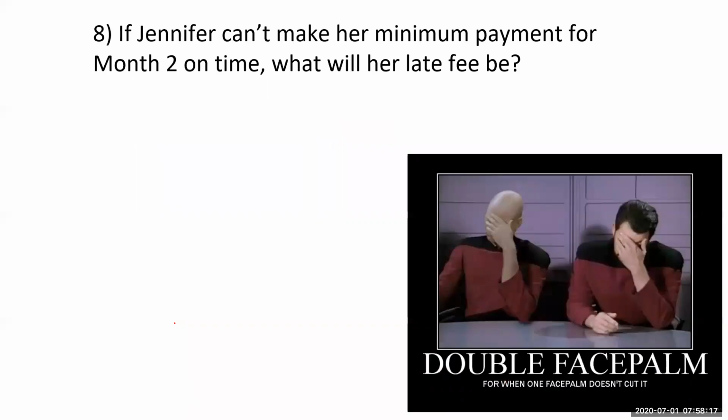All right, so if Jennifer can't make her minimum payment for month 2 on time, what will her late fee be? What do you think? Now look at that. Look at that. Her late fee will be an additional $35.